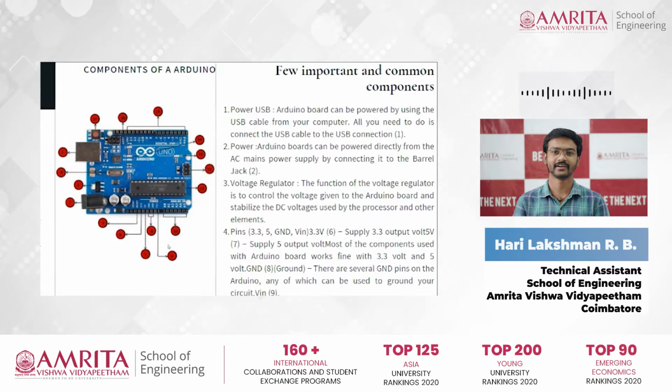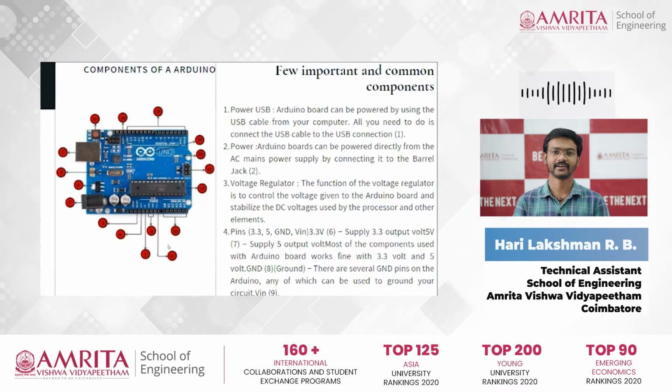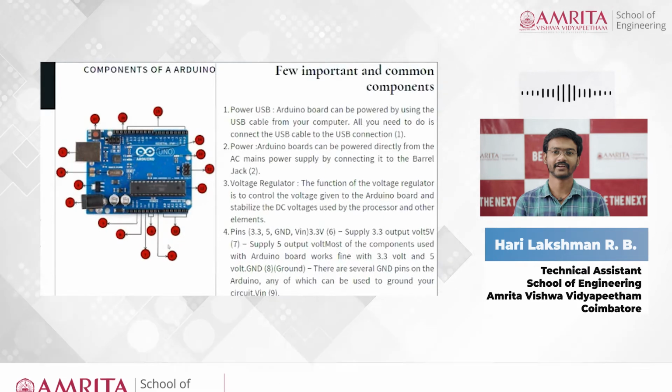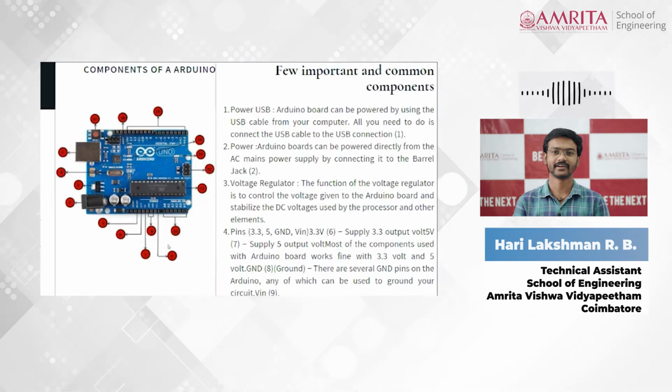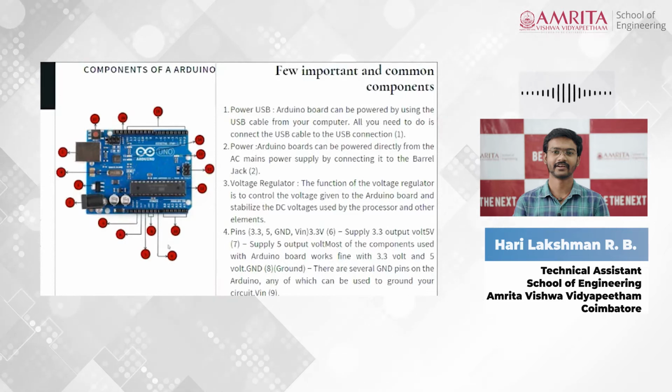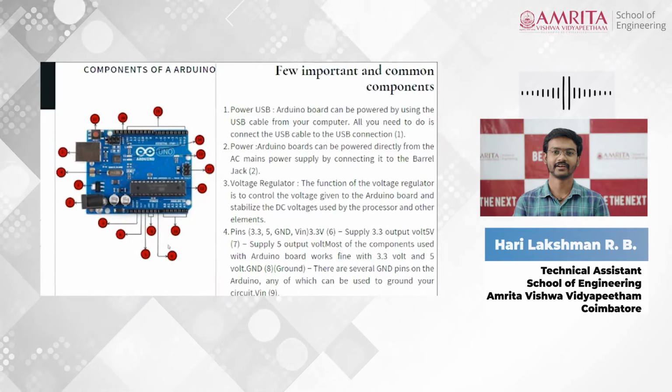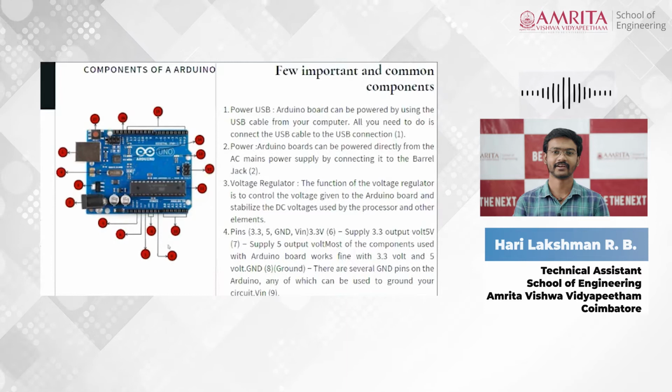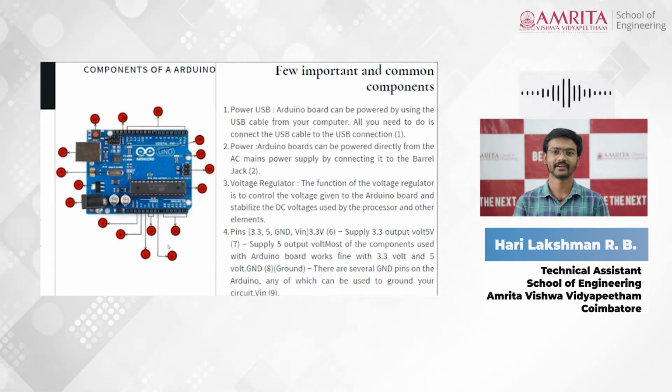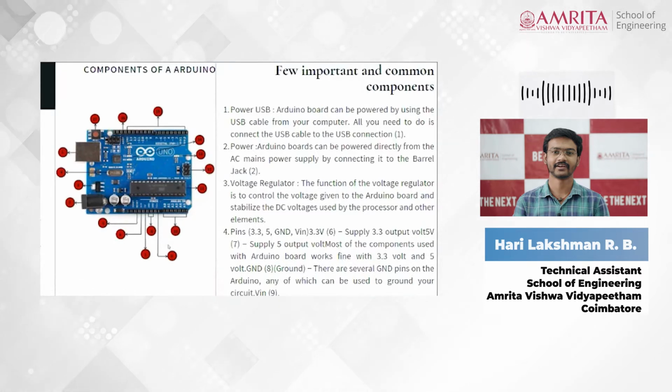And the next thing is the power jack, I mean the barrel jack. Arduino boards can be powered directly from the AC main power supply by connecting it to the barrel jack. The barrel jack is number two in the image, and this is where you can power the Arduino directly from the AC power supply.